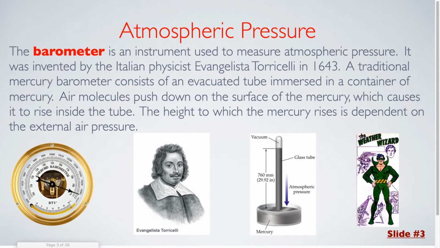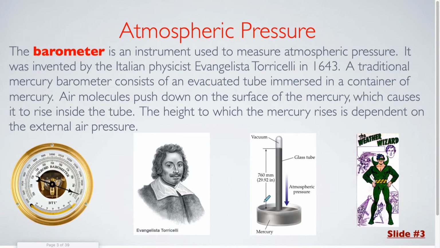Atmospheric pressure. The barometer is an instrument used to measure atmospheric pressure. It was invented by the Italian physicist Evangelista Torricelli in 1643. A traditional mercury barometer consists of an evacuated tube immersed in a container of mercury. Air molecules push down on the surface of the mercury, which causes it to rise inside the tube. The height to which the mercury rises is dependent on the external pressure.